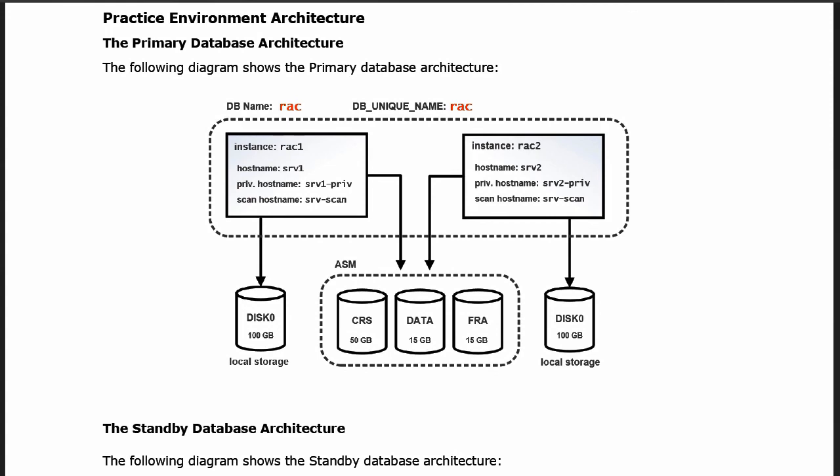This diagram is a high-level description of the primary database that I am using in this demonstration. As you see, the instance names are RAC1 and RAC2. The host names of the nodes are SRV1 and SRV2. The scan name used for both nodes is SRV scan. Each node has a local storage of 100 GB, and they use a shared ASM with 3 disk groups in it: CRS, Data, and FRA.